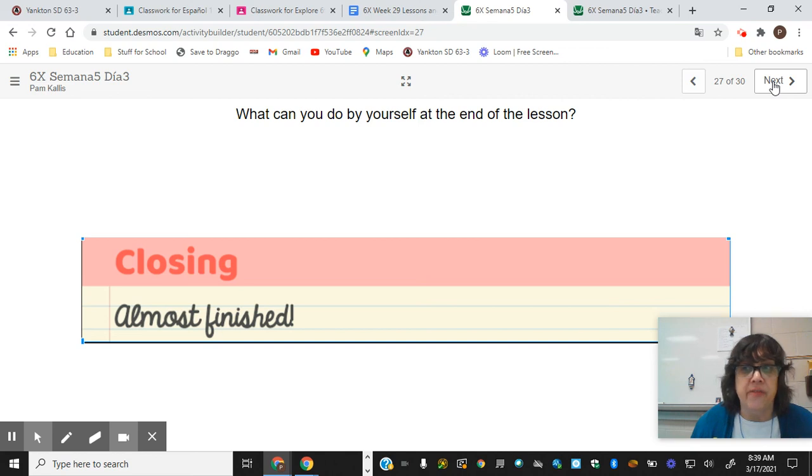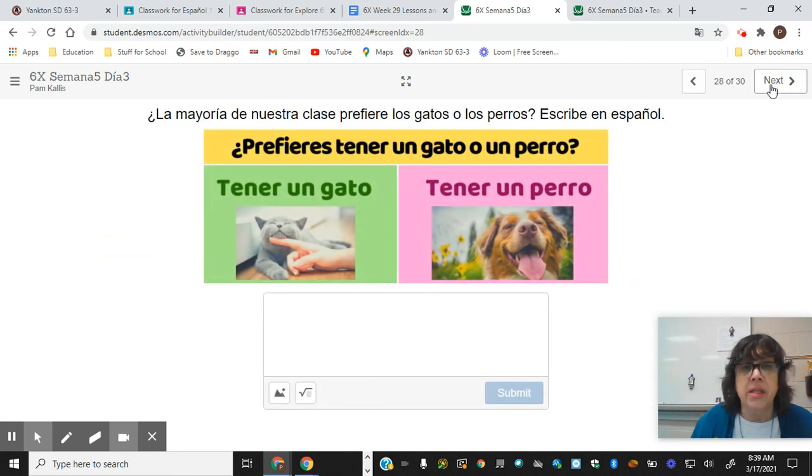What can you do by yourself at the very end of the lesson? Okay, I'm not going to help you with this. La mayoría de nuestra clase prefiere los gatos or los perros. So if all you can do is write one word, like cat or dog, that's good. Try to write a whole sentence. Try to write the majority of our class prefers cats, or the majority of our class prefers dogs. It's dogs. They prefer dogs, I promise. So can you write one word, or can you write a whole sentence?